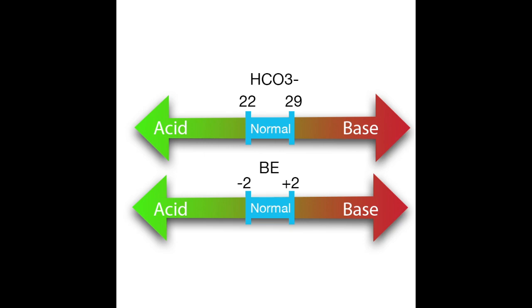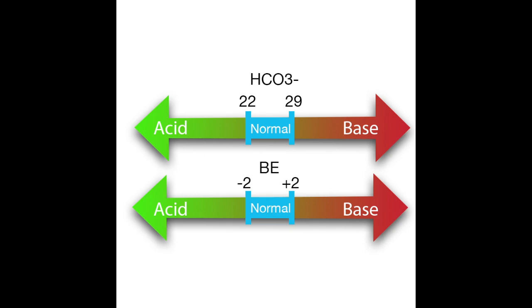Now, the normal bicarb level is 22 to 29 millimoles or milliequivalents per litre. And if your bicarb level is higher than this, above 29, it means the metabolic system is causing alkalosis. If the bicarb is low and you have a bicarbonate level below 22, it means the metabolic system is causing acidosis.